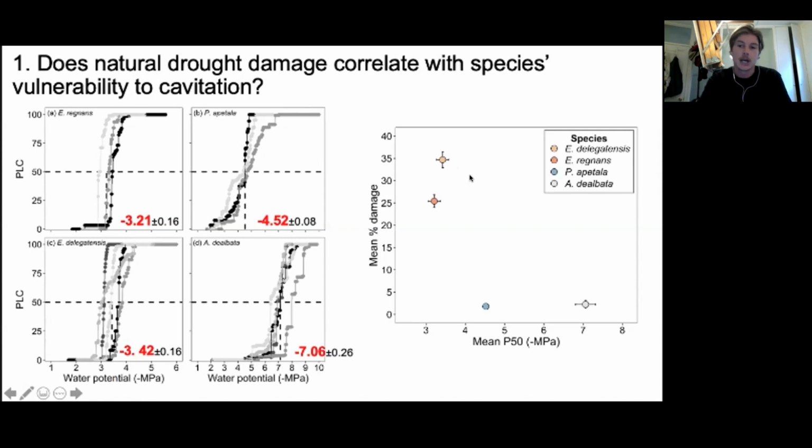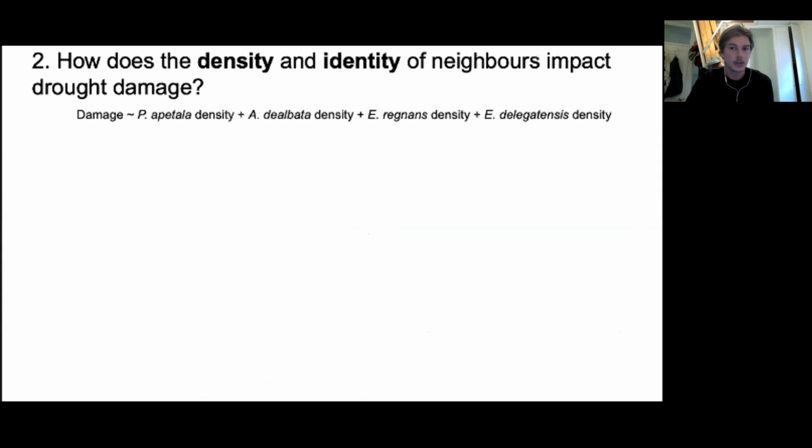This is where the effect of neighbouring plants comes in. To determine the effect of neighbour density and identity on drought damage, we analysed the two eucalypt species separately, and we looked at how the damage in each eucalypt species was impacted by the density of each species as a separate predictor in the model.